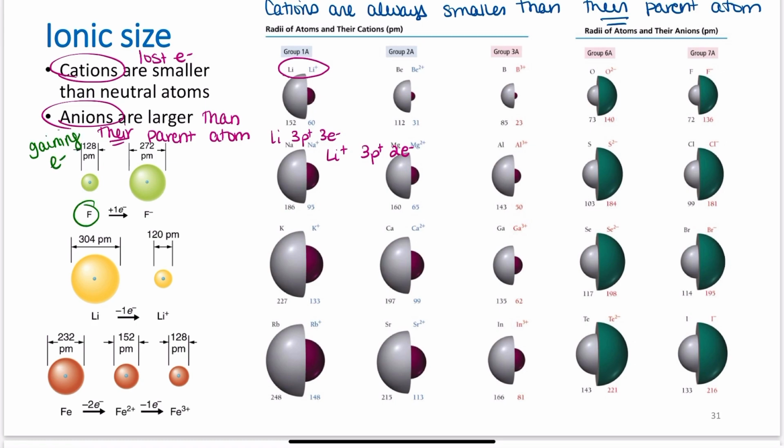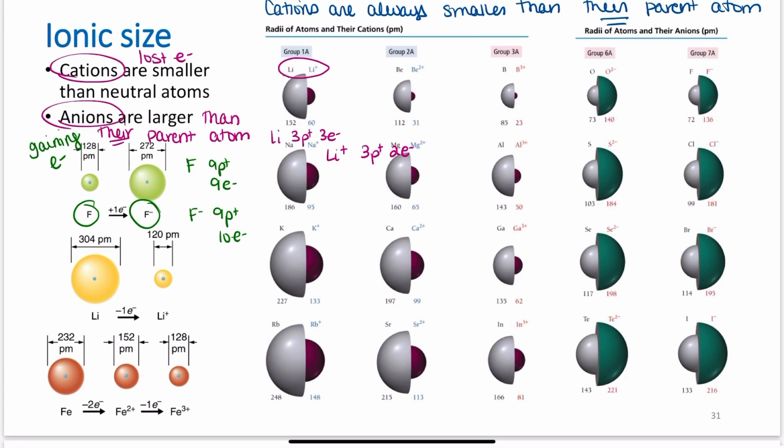And so we see here F to F minus, an increase in size. Well, if I go from F to F minus, F has 9 protons, 9 electrons. F minus has 9 protons, 10 electrons. Now I have the same number of protons trying to reel in a greater number of electrons. Each of those electrons will feel less pull than they felt before because that positive charge has to be dissipated over a larger number of electrons now.